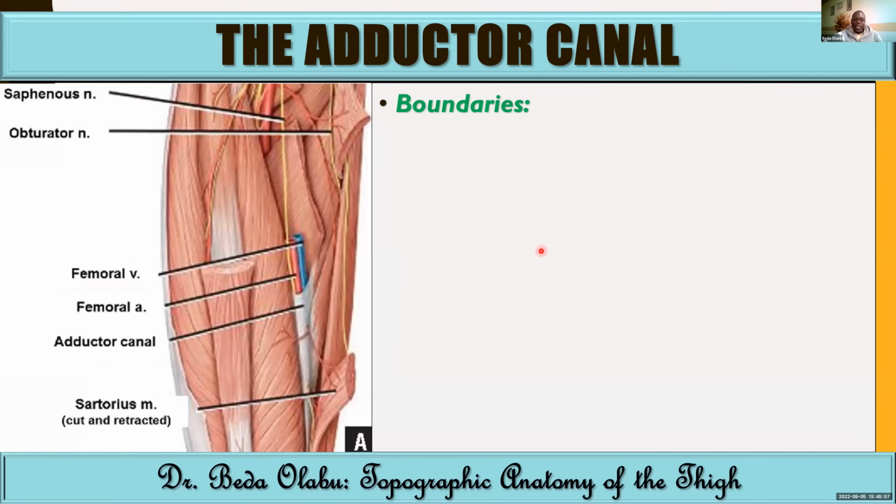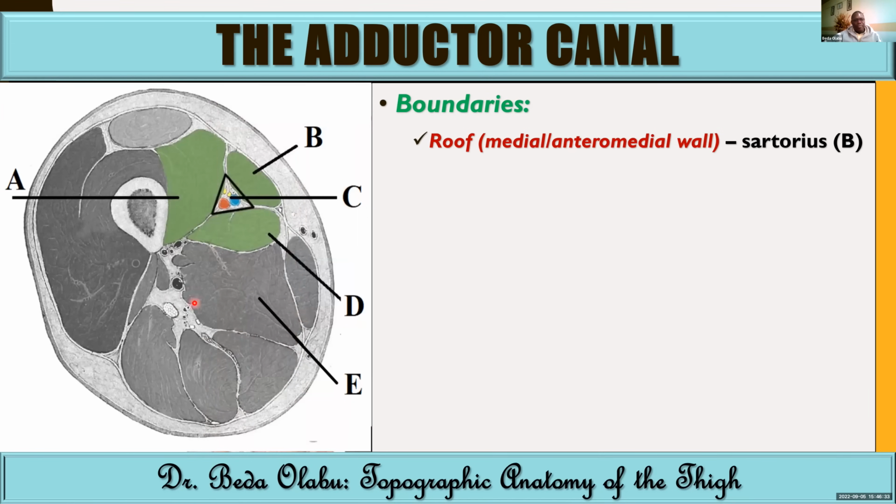Now let's talk about the boundaries of the adductor canal. For us to understand the boundaries well, we'll have to use a cross-sectional image to give us a better view. But before that, understand that it's just below the sartorius muscle. So usually that sartorius muscle will be forming the roof of the canal, but in cross-section, we'll notice that that roof is actually either the medial wall or the anteromedial wall. Maybe this is better.